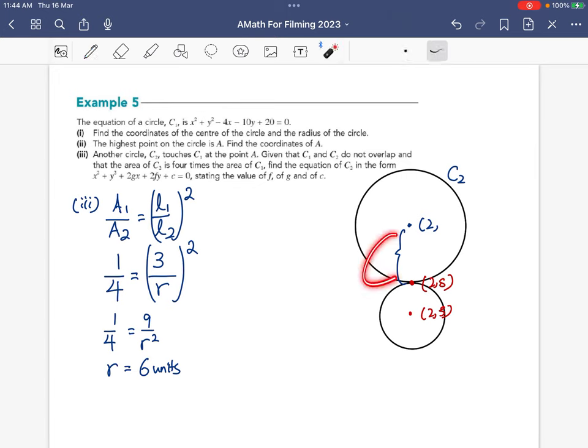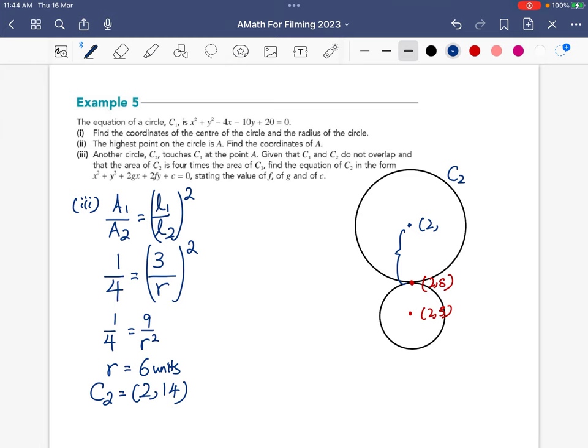If you solve this, your R is 6 units. Hence, over here, I know that this is 6 units. Since this point was 8, the y coordinate was 8, and 8 plus 6 will give me the y coordinate here as 14. So the center of the second circle is (2, 14). I have the radius, I have the center of the circle. I can actually express it in the form that they want.